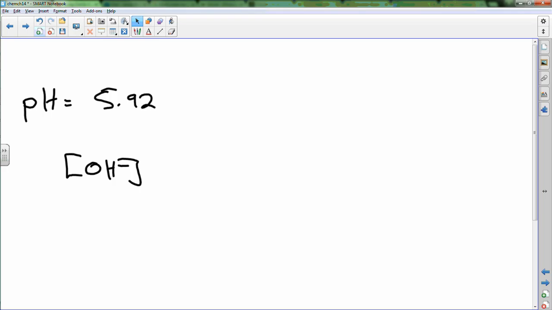Okay, and we know the relationship between the pOH and the concentration of hydroxide ions is the logarithmic relationship. So just use your answer with your calculator.